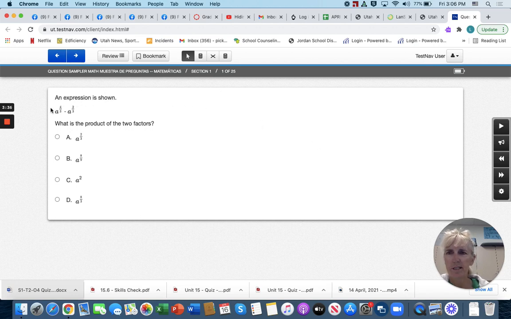An expression is shown. What is the product of the two factors? Okay, if you add them or multiply them and the base is the same, you add the exponents. A to the third times A to the 2/3, 4/3, and 2/3 is 6/3, and that would be A squared. And then we go to the next one.